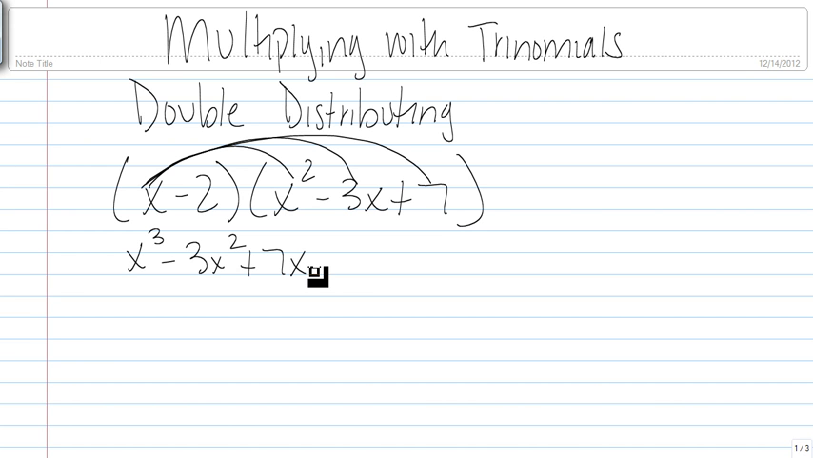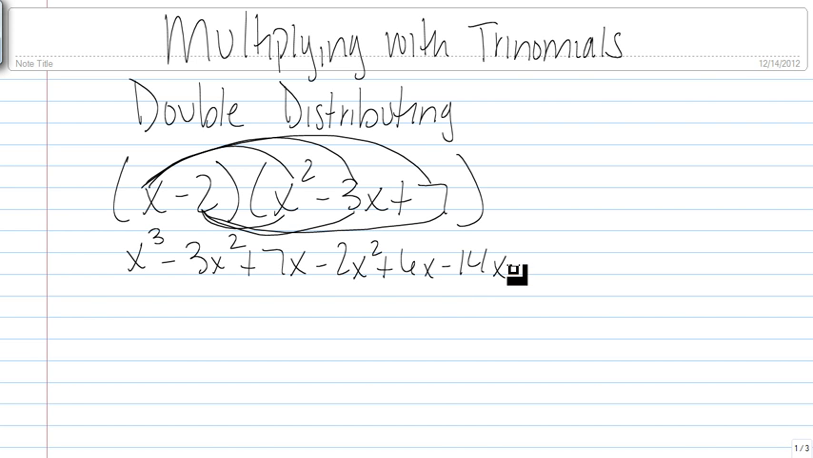Then take that x and multiply it times the 7, which would be a positive 7x. Now we're going to go back and do it with the negative 2. So take that negative 2 and multiply it times the x squared, and you've got negative 2x squared. Then take that negative 2 and multiply it times the negative 3, which will give you a positive 6x. Lastly, take that negative 2 again and multiply it times that 7, which will give you a negative 14x.